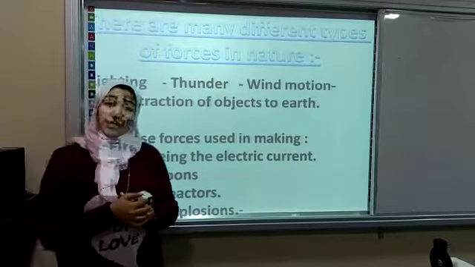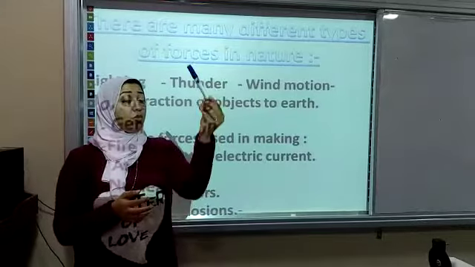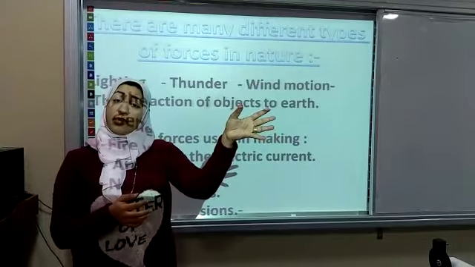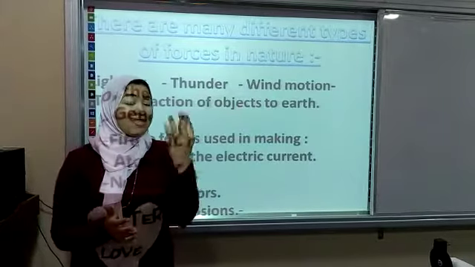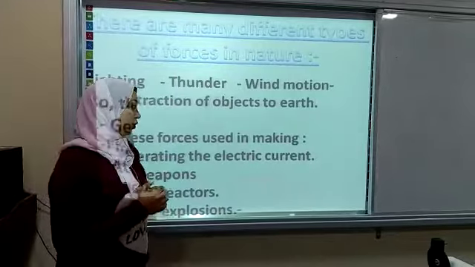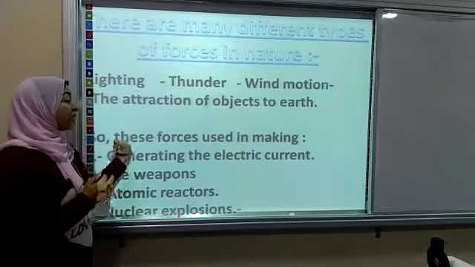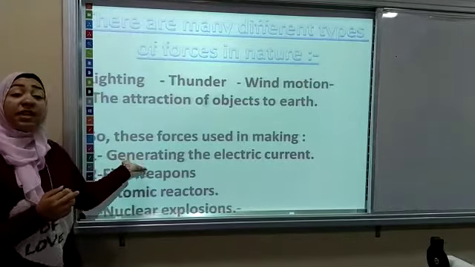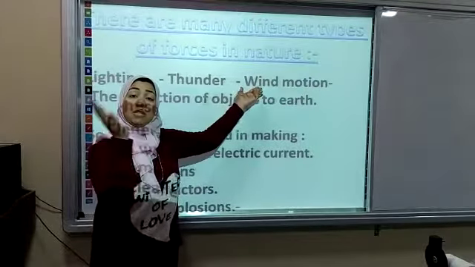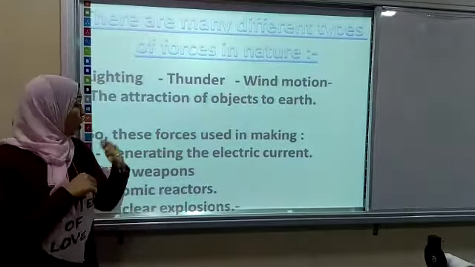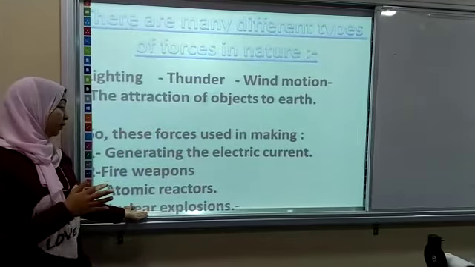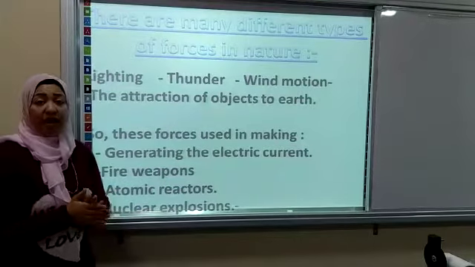Also, the attraction force of the object. If you remember, you are holding this pen. What happens if I let it go? It will fall down. Why? Due to the attraction force of the earth toward its center. And these forces can be used in generating electric current. You know that with the wind motion, we can use the wind in making electricity. Also, we can use it in making fire weapons or atomic reactors or nuclear reactors.